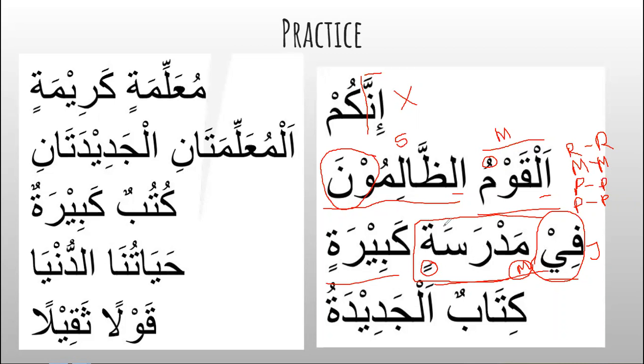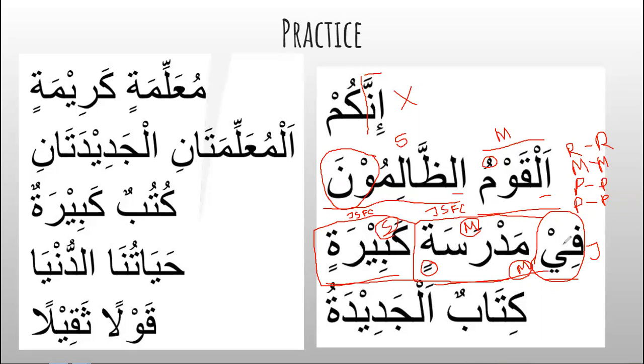And then come madrasatin and kabiratin. If you look at these two words, madrasatin has four properties, right? It's jar, singular, feminine, and common. And kabiratin has the same four properties: jar, singular, feminine, and common. So this word is a mausuf, and this word is the sifa. Okay, so mausuf sifa again.